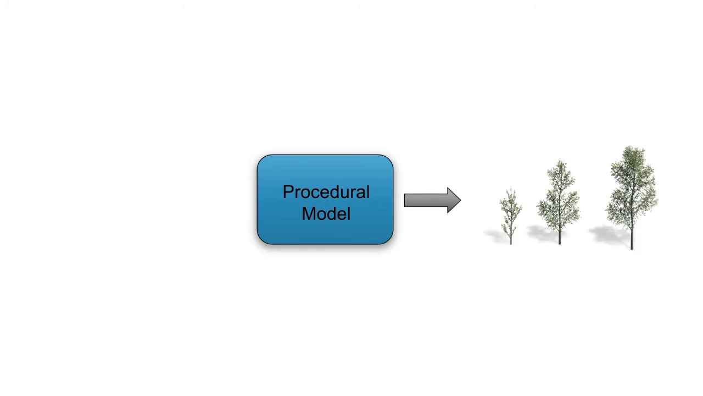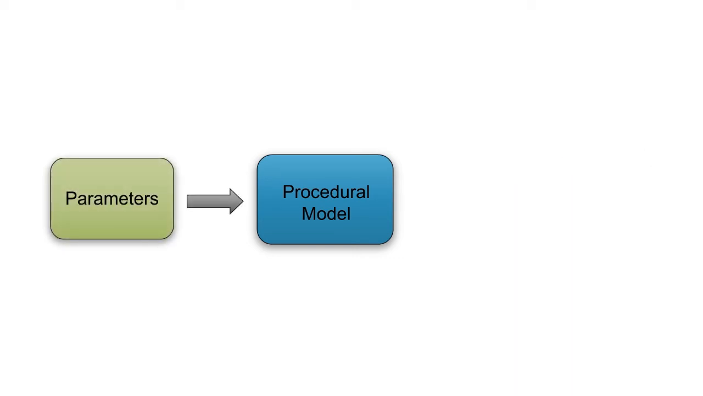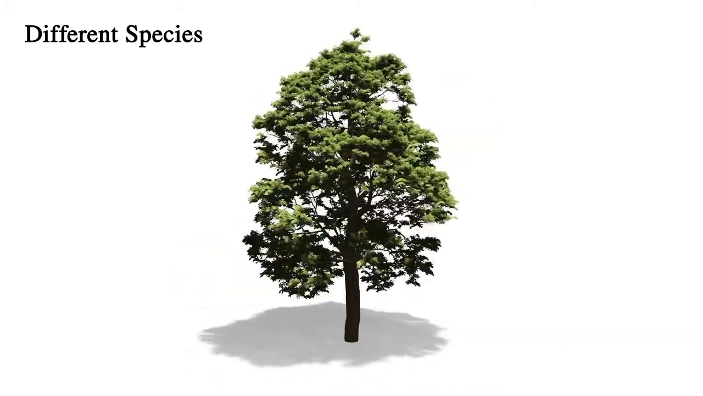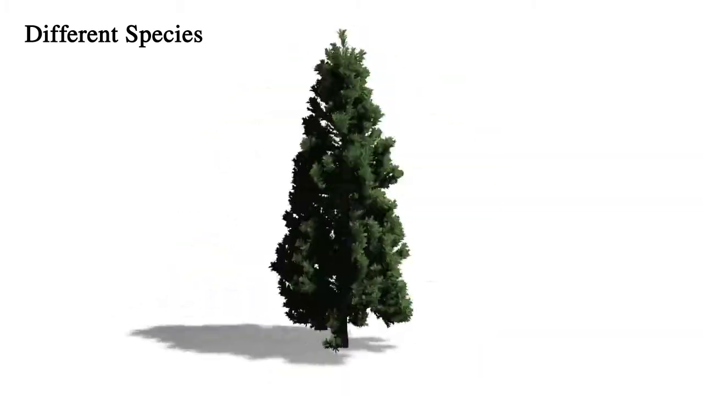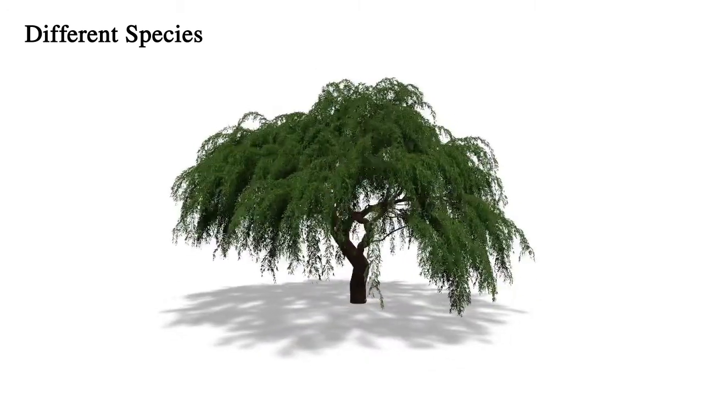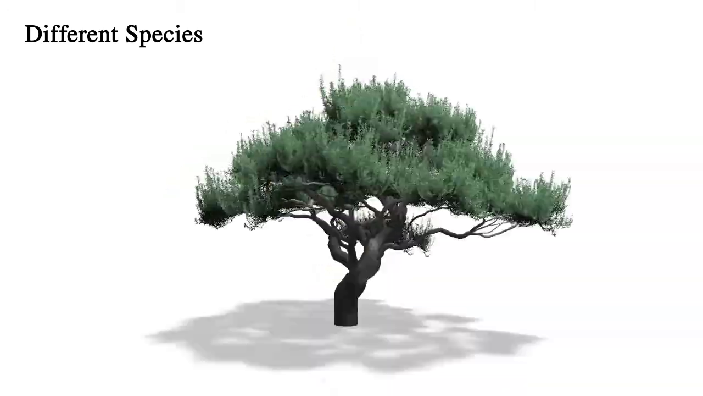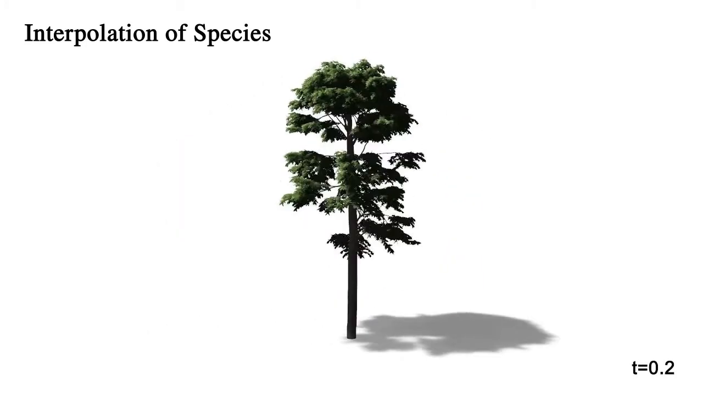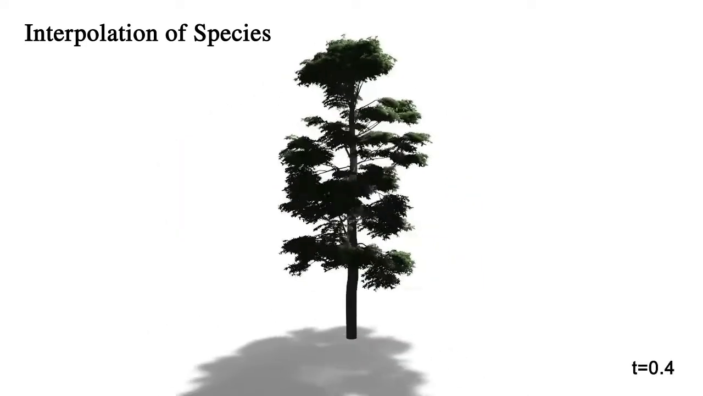One way to create many different trees interacting with their environment is to use a developmental model that simulates the tree growth. We use a developmental model that is controlled by a wide range of input parameters that control the growth process. By changing the parameters, our model allows us to generate a large variety of trees from different species. And it is easy to interpolate the tree models via their defining parameters.